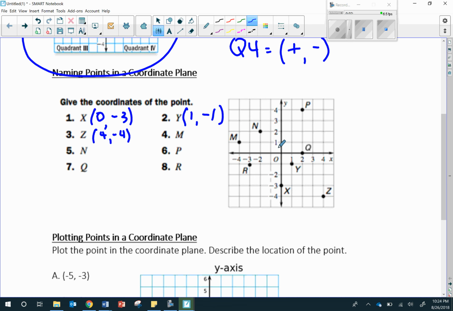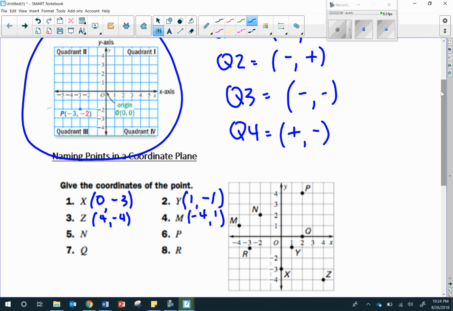M, on the other hand, we're going to move to the left on our x-axis, so we will land at -4, +1. Again, M is in quadrant 2, so if you remember, quadrant 2 is negative, positive, which in fact is M, negative, then positive. Point N is -2, +2. Point P is +2, +4.